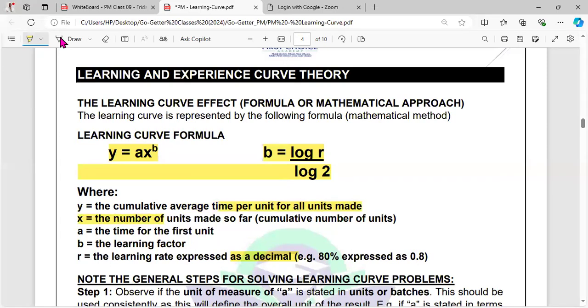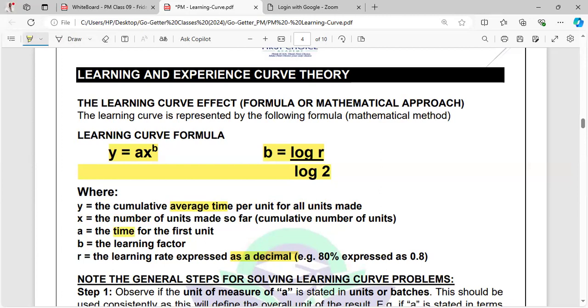Cumulative average time or average cost for all units. When you see time here, you can also use costs. So A is the time or cost for the first unit, where B is the learning factor.